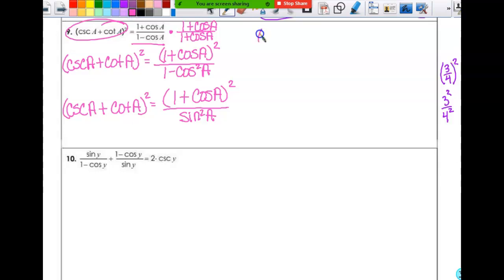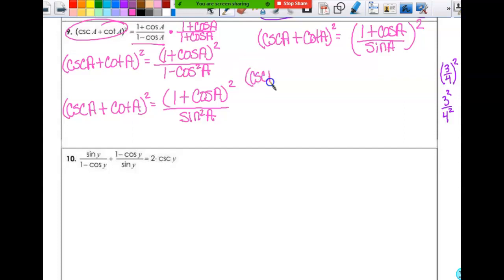So I'm going to rewrite the left-hand side again. Plus cotangent A squared equals, and then I'm going to have 1 plus cosine A over sine A, and the whole thing is squared. Look at it for a second and make sure you understand why it's the same thing, just in a different form. We usually go from this step to this step, but it's legal to go from this step to this step as well. Okay? So now, let me rewrite the left-hand side again. Cosecant A plus cotangent A squared.